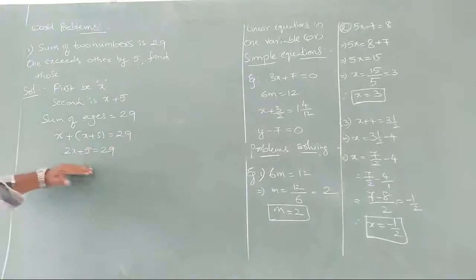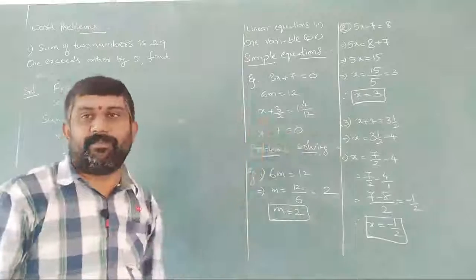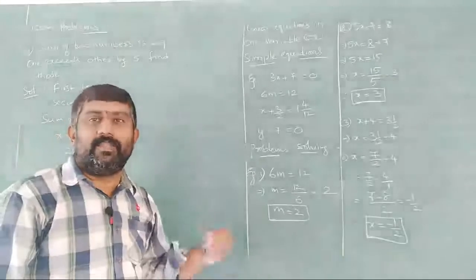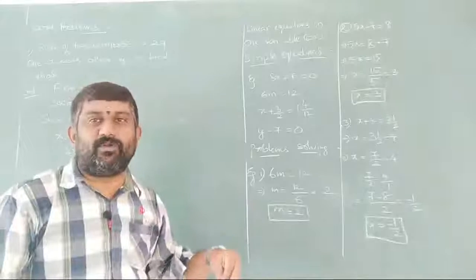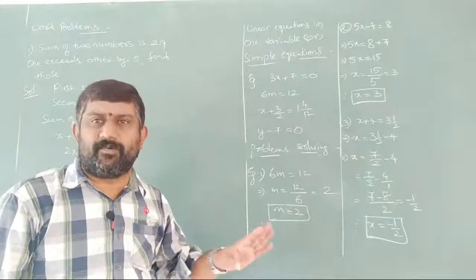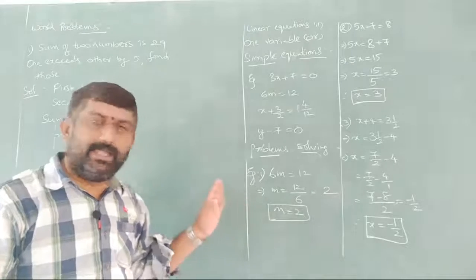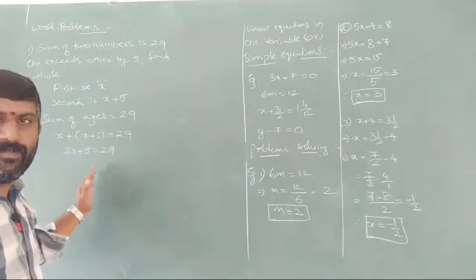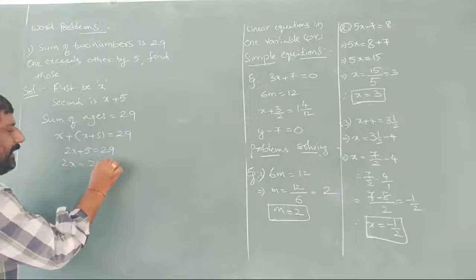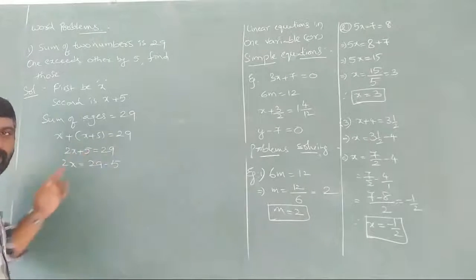Now you observe here, I got our simple equation form. So whenever word problems are given, first of all we have to convert into simple equations, as early as possible for competitive examinations. Then you can solve very easily. 2x plus 5 is 29. Now 2x becomes 29 minus 5, sending this, that's transposing.